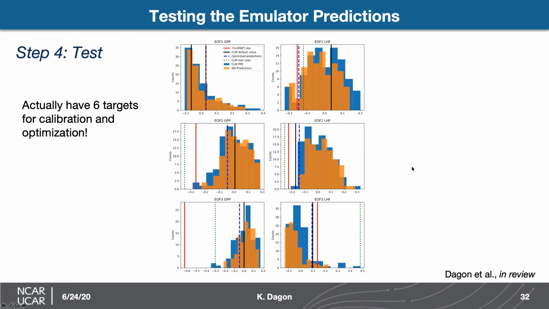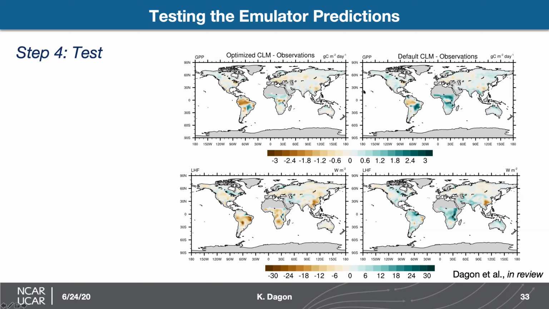And then the last thing I want to say about testing is that I've been showing you these one-dimensional spaces here, where I've reduced the dimensionality into these EOFs. But because we have this test set, this green line, that's the full land surface model, we can actually look at how these responses, how these models compare spatially. So that's what I'm showing here. So let's start with the column on the right. The top is GPP, the bottom is latent heat flux.